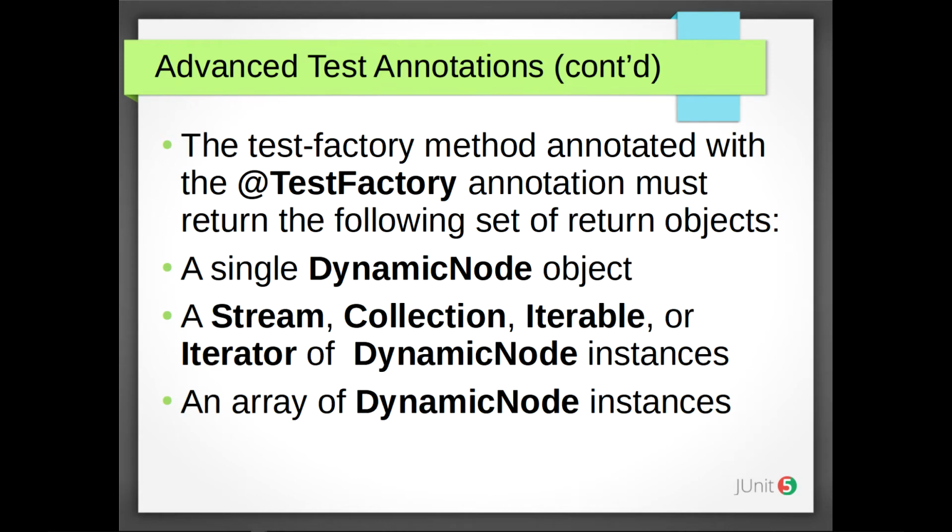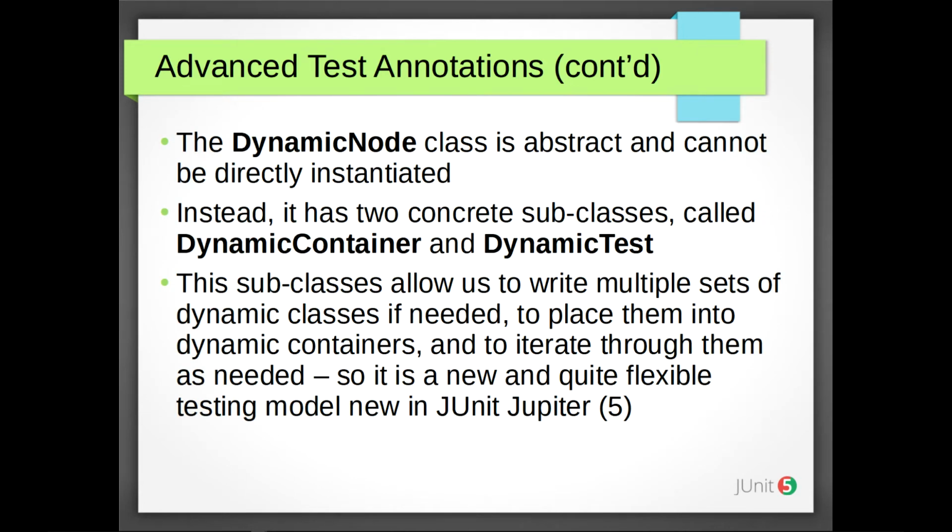Let us go. The DynamicNode class is abstract and cannot be directly instantiated. Instead, it has two concrete subclasses called DynamicContainer and DynamicTest. And I'm going to take a 15-second pause for you to write them both out. So DynamicContainer, DynamicTest.